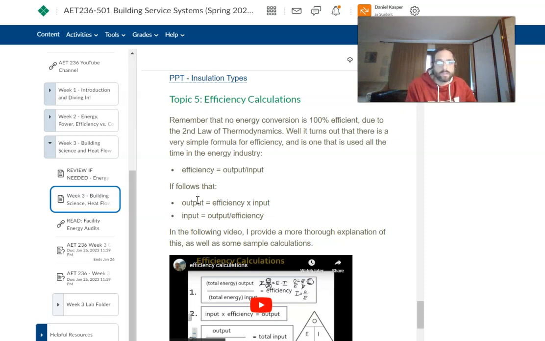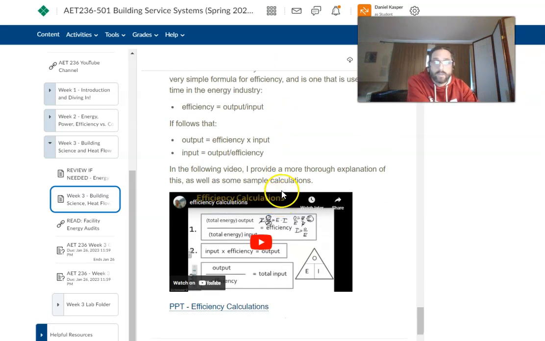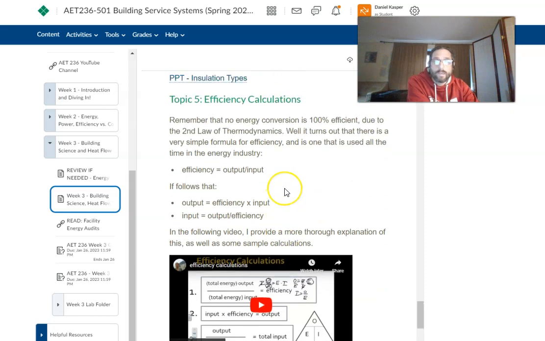And so you're going to have to add more than you've lost because the furnace is less than 100% efficient. So that's one way that these efficiency calculations come in handy. And there are some other applications for it as well.